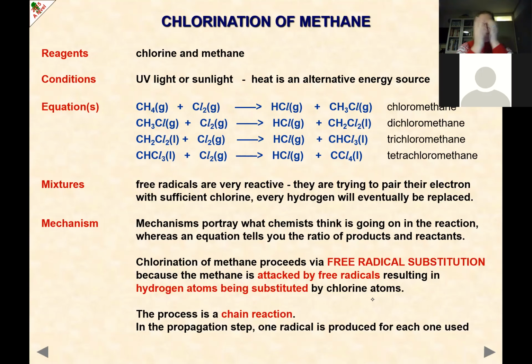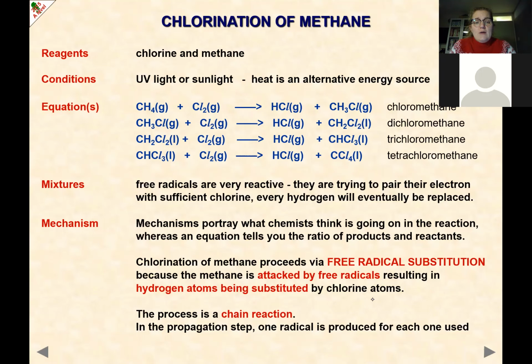So mechanisms, when we talk about the word mechanism, it's what we think is going on, and the reaction tells you exactly what's happening. Chlorination of methane, when chlorine and methane react, proceeds via free radical substitution. What this means is the methane is attacked by free radicals, and this results in hydrogen atoms being substituted. Basically, the chlorine is split and forms free radicals by homolytic fission, and this results in hydrogen atoms being substituted by chlorine atoms. Okay. And this process is a chain reaction.